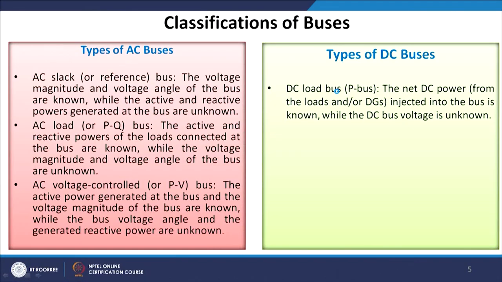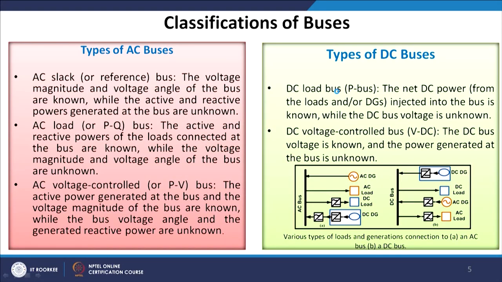But when you go for your DC buses, now the reactive power is missing, the angle is missing, so perhaps you have only P and V, the real power and voltage, because it is a DC system. Now in DC, we have a P bus, which we call a DC load bus, or so-called P bus, where the net DC power injected into the bus is known, while the voltage is not known. The P is known, but the V is not known.